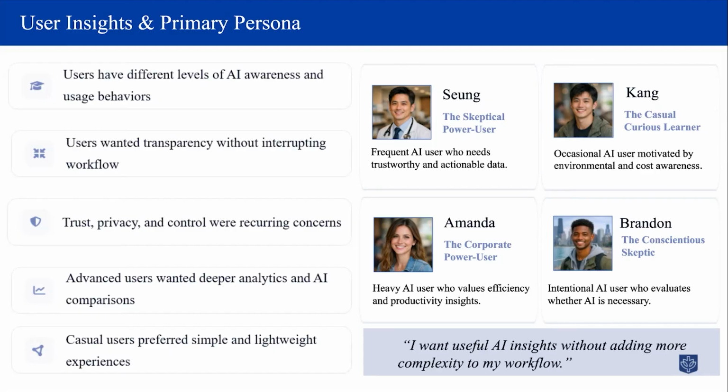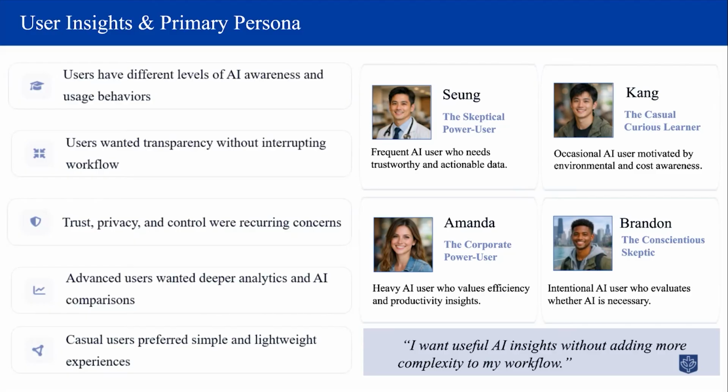I will be covering the persona and design evolution portion of our project. Through our interviews and surveys, we found that users approached AI very differently. Some wanted detailed analytics and comparisons, while others cared more about privacy, trust, and understanding the impact of their AI usage. To represent these perspectives, we created 4 personas: Seung, Kang, Amanda, and Brandon.